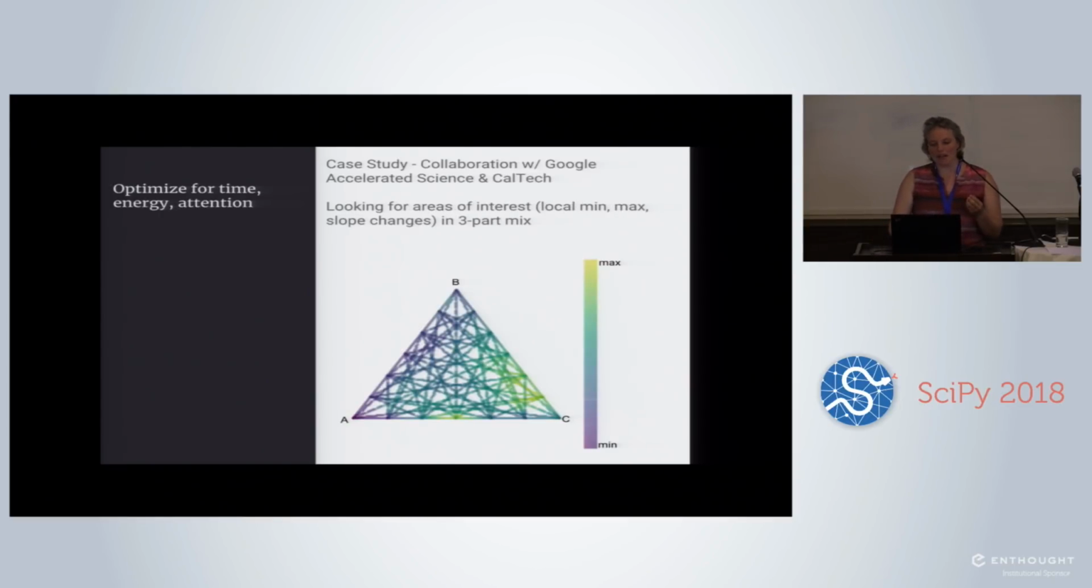And this is a quick case study. This is a collaboration with Google Accelerated Science and Caltech. We're combining 3 different things, A, B, and C, and looking for areas of interest, local min, max, and slope changes. I realize I'm being pretty vague.